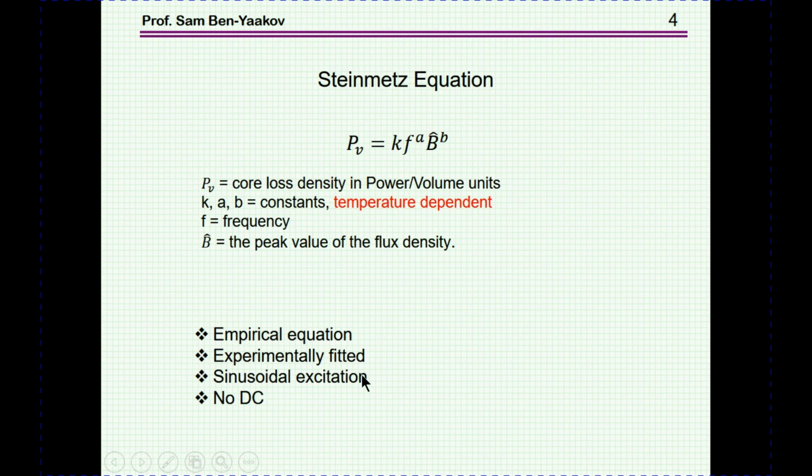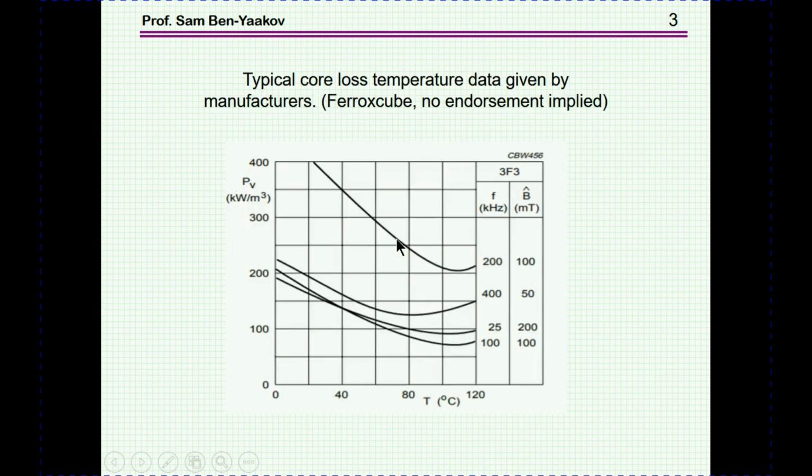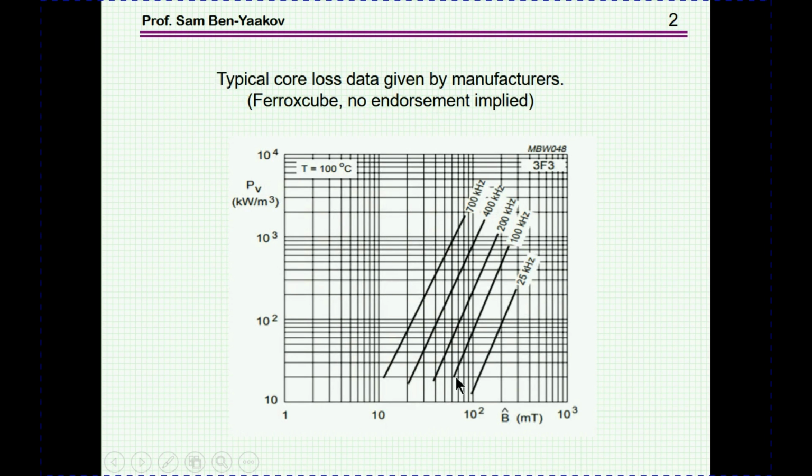Now the data is measured by sinusoidal excitation and with no DC. Now DC bias, which moves the B flux density upward into the hysteresis loop, is known to increase losses. However, this information is not available widely, certainly not for all the cores. So in most cases, designers are just assuming that this represents the situation.